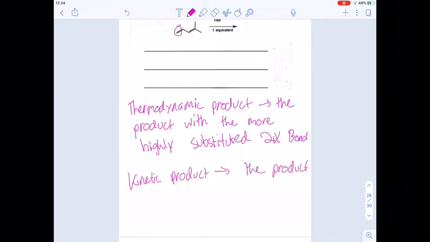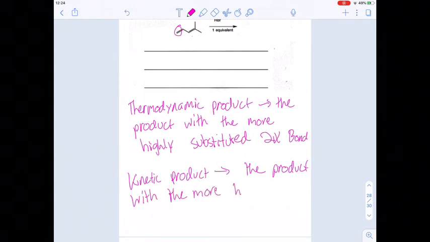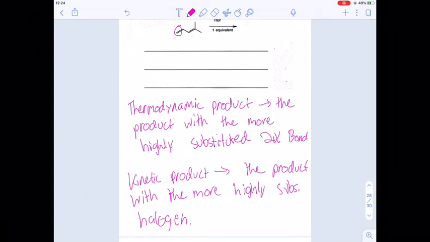The kinetic product is going to be the product that comes from the more highly substituted carbocation, which is the same thing as saying the product with the more highly substituted halogen.